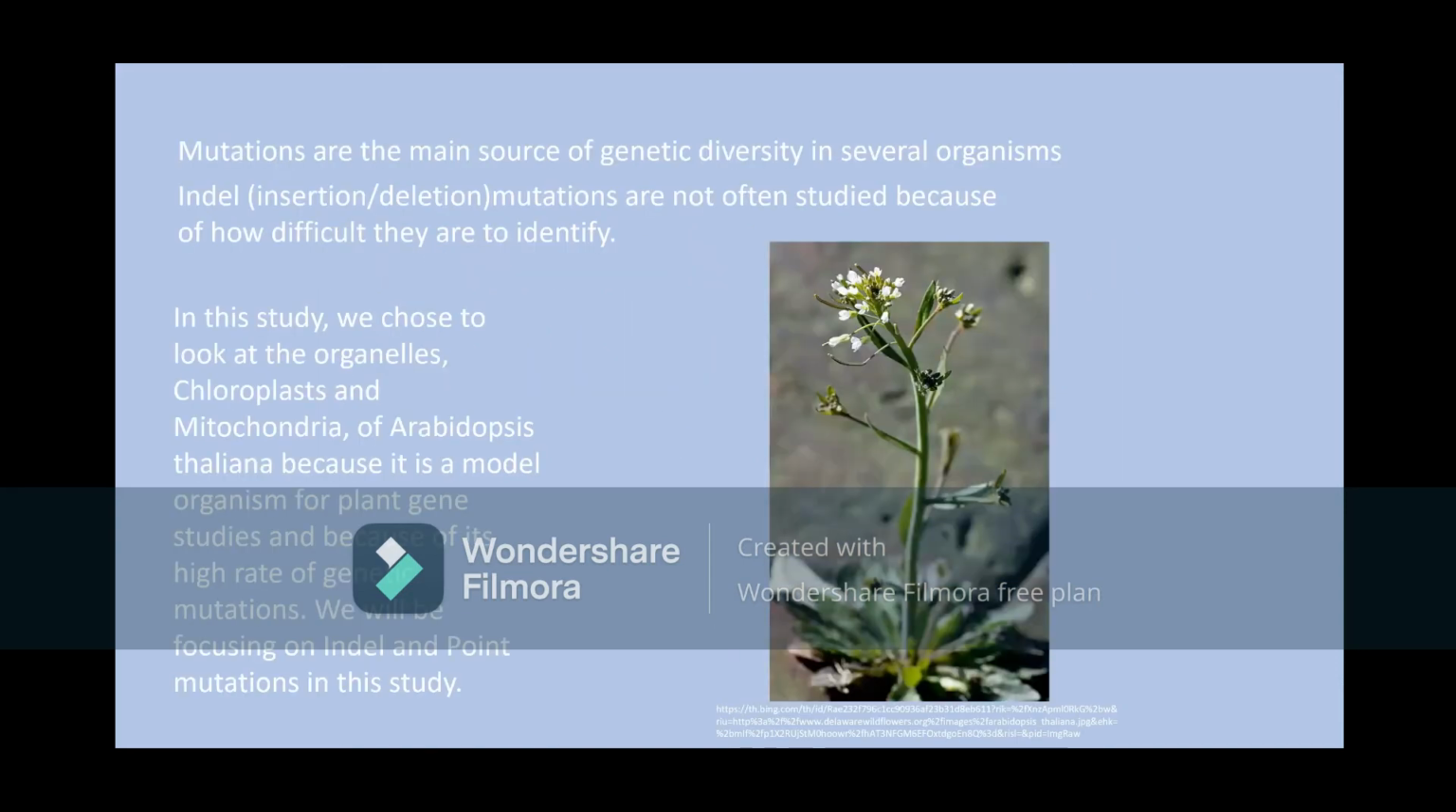So for this experiment, we decided to focus on mutations because mutations are the main source of genetic diversity in several types of organisms. We decided to mainly focus on indel, insertion deletion mutations, and point mutations because they're not often studied because of how difficult they are to identify with the technology we had up until now. We chose to work with Arabidopsis thaliana because it is a model organism for most plant studies and has a high rate of spontaneous genetic mutation. So we will be focusing on the indel and point mutations in this plant in this study.